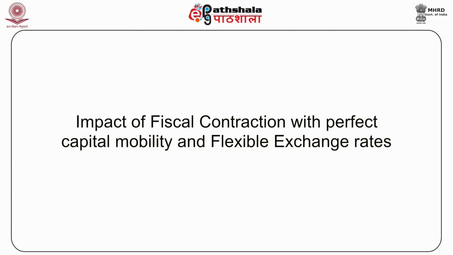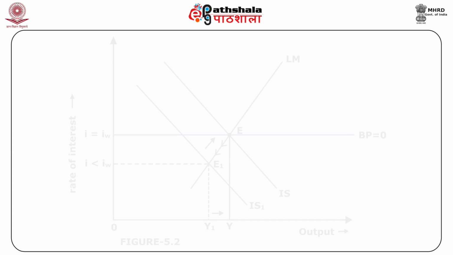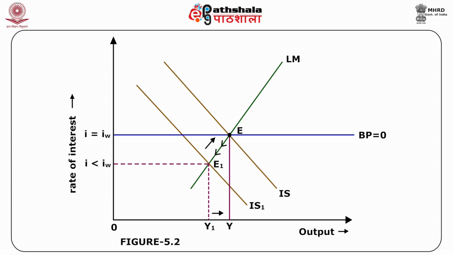Impact of fiscal contraction with perfect capital mobility and flexible exchange rates. Let us assume there is a cut in government expenditure, then this fiscal contraction will lead to a shift in the IS towards the left and the economy will be at E1. At this point, since domestic rate of interest is lower than world rate of interest, that is i is less than iW, this will lead to capital outflow and currency depreciation.